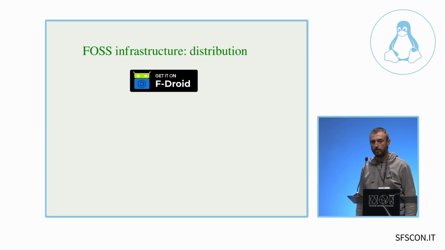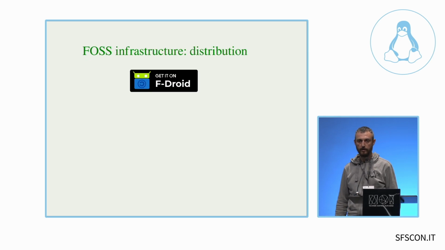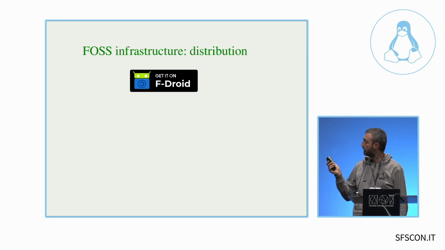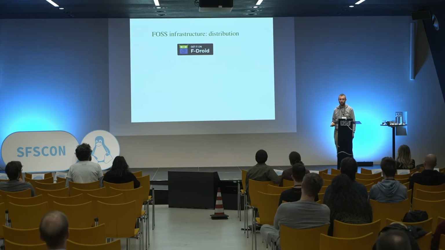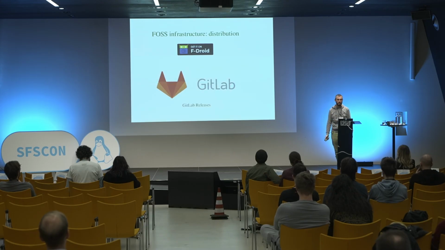For the distribution for Android, we use F-Droid. You cannot find it on the Play Store, but only in F-Droid. And you can download the F-Droid application, or you can just download the APK from the F-Droid website. And for the other operating systems, we use GitLab releases. So on the last GitLab release, you can find the Windows, macOS, and Linux versions.